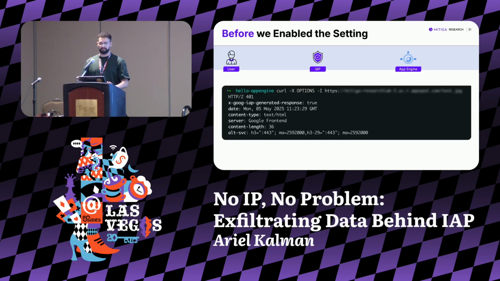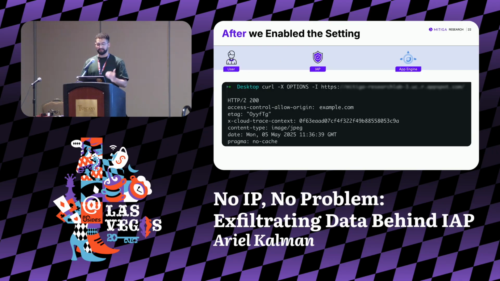This is how it looks before we enable the setting. You can see that the user sends a simple HTTP options request to the application, but it gets blocked by the IAP because it's unauthenticated. And after we enable the setting, we send the exact same request to the application, and we get back the response. So this is how it works.